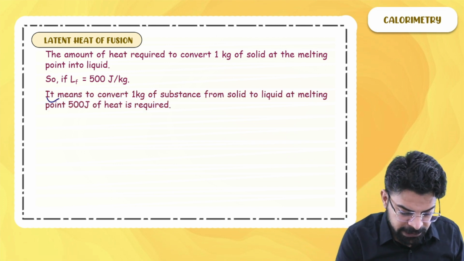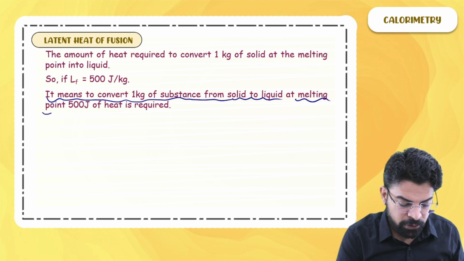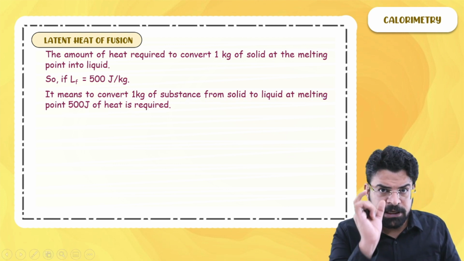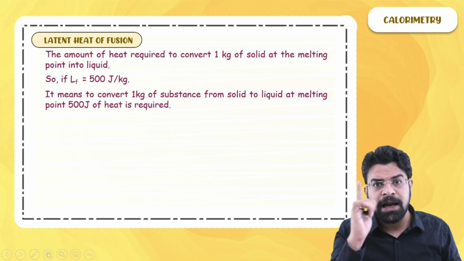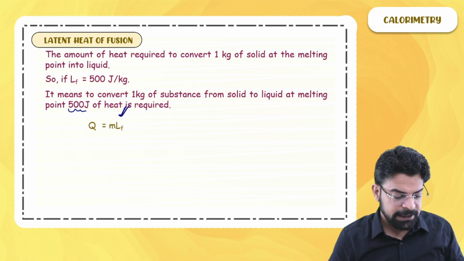So it means that to convert 1 kg of substance from solid to liquid at melting point, you have to give 500 joule of heat. Okay, to convert 1 kg of this substance from solid to liquid at the melting point, 500 joule of heat is required. So Q equals mass times latent heat of fusion.